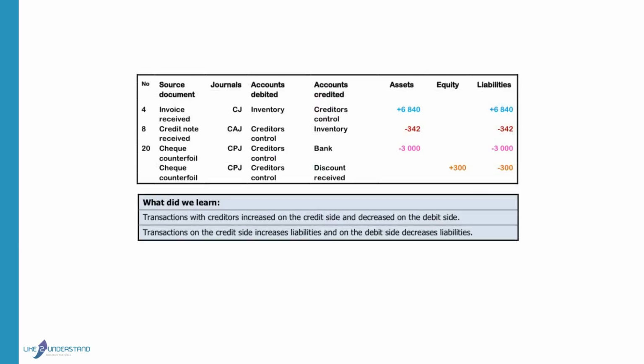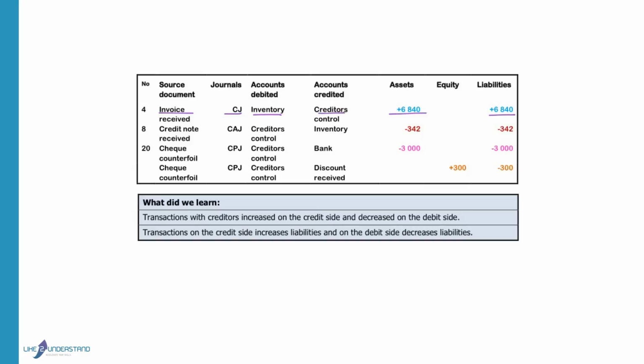When we buy goods, we receive an invoice. It is recorded in the creditors journal. Inventory is an asset, so assets will increase on the debit side. Creditors control is a liability that will increase on the credit side.